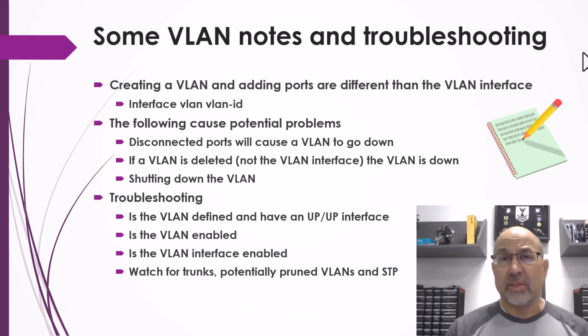Is the port connected to the VLAN also up? So these are all things to worry about. Think about what you're doing with your trunking commands. Are you pruning VLANs somewhere? What is spanning tree doing, right? Did spanning tree shut off one of your interfaces or block one of your ports? These are all things to think about when you are building a more complex topology.